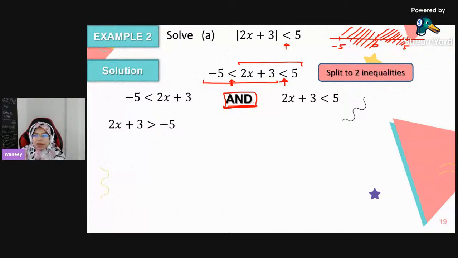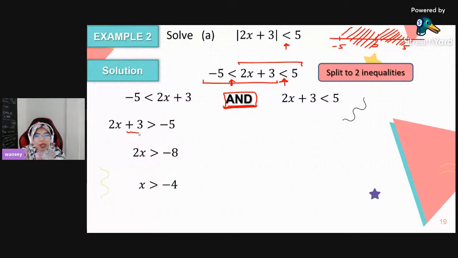It must satisfy both. Okay, so now on the left hand side, I have 2x plus 3 greater than negative 5. Of course, I'm going to bring positive 3 to the right hand side. It will become minus 3. So 2x greater than negative 8. So x will be greater than negative 4.